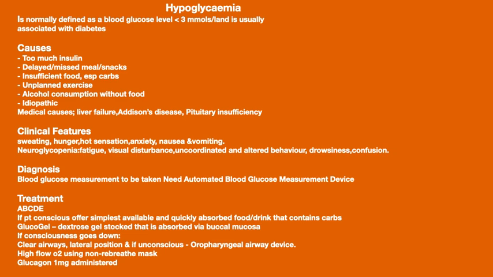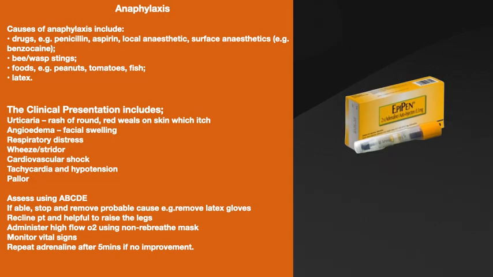Administer glucagon. Anaphylaxis is an acute, severe hypersensitivity reaction that can lead to asphyxia, cardiovascular collapse, and cardiac arrest. Causes of anaphylaxis include drugs, for example penicillin, aspirin, local anesthetic, bee and wasp stings, foods, for example peanuts, tomatoes, fish, and latex. The clinical presentation often includes urticaria, a rash of round red wheals on the skin which itch intensely, angioedema, facial swelling, respiratory distress, wheeze, stridor.